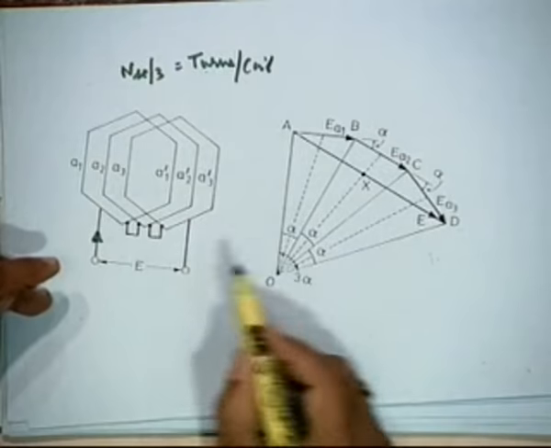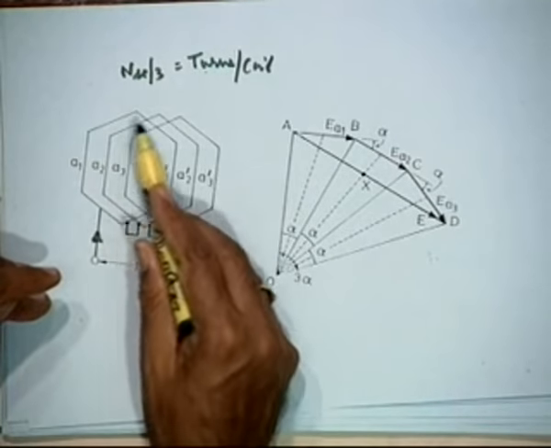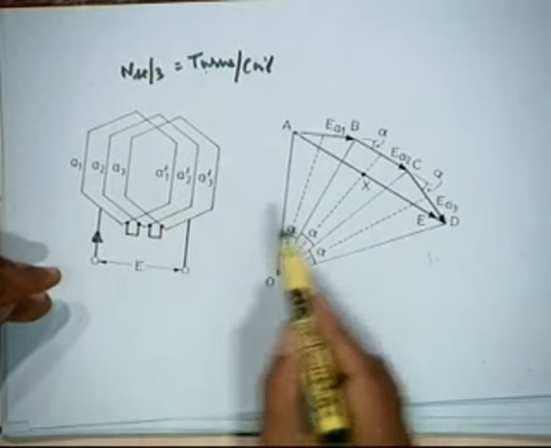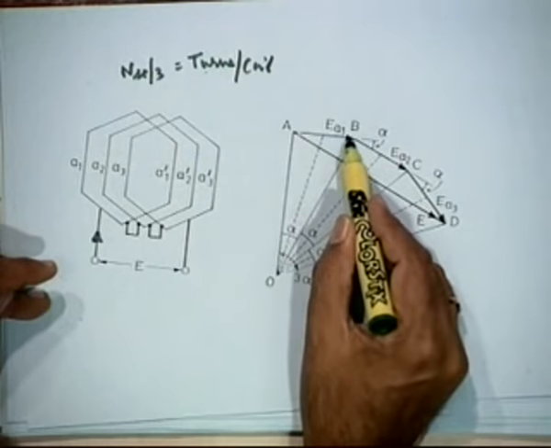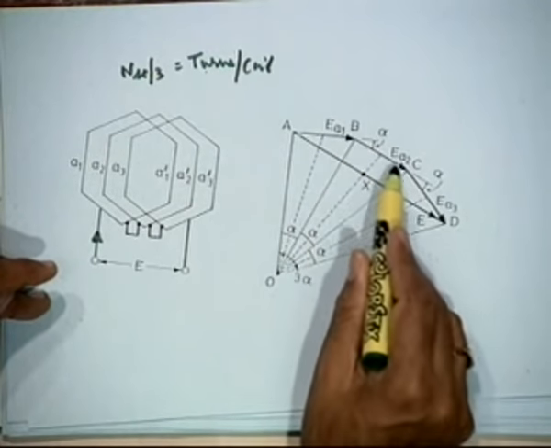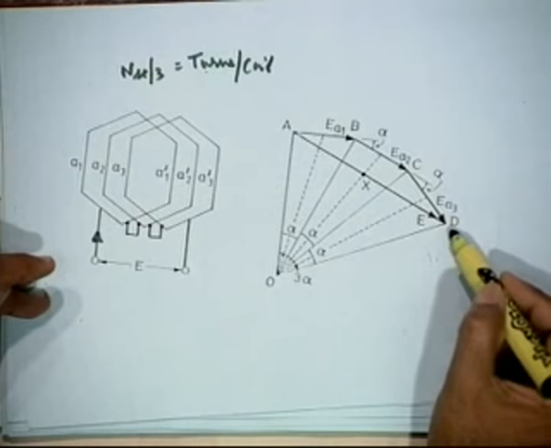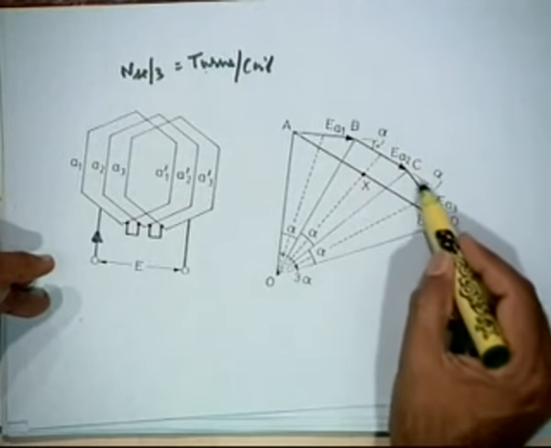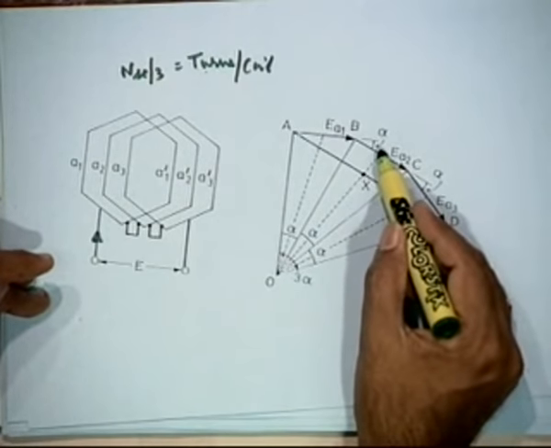Okay, and the voltages are in series, so you add up. So let us say this is one EA1, EA2, EA3. Is it okay? There are 3 voltages, but they are shifted by an angle alpha. Okay.